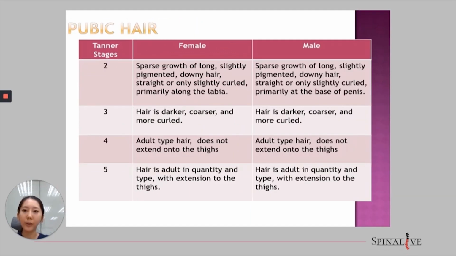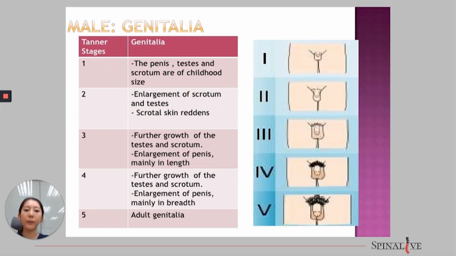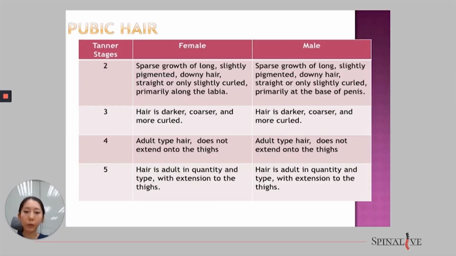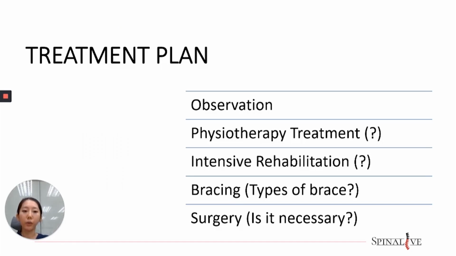Okay, so these are a few charts that you can go back and look at at home. I'm not going to go into detail. These are a few things that some of them do take into account. Okay, so for the treatment plan, there are a few things mentioned by the previous SOSORT guidelines: observation, physiotherapy treatment, intensive rehab, bracing, and surgery.